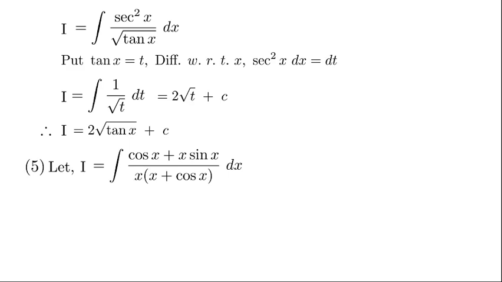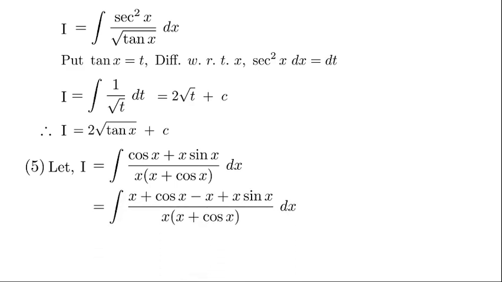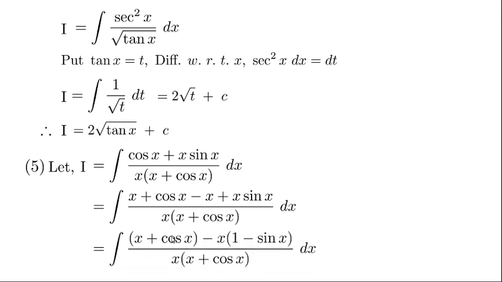So integration of cos x plus x sin x upon x times x plus cos x dx. See, this is a tricky problem. So what we do in this case is we add and subtract x, so that we try to bring this term in the numerator, for which I added x and subtracted x. So this will reduce to what form? x plus cos x minus x into 1 plus 1 minus sin x upon x into x plus cos x.